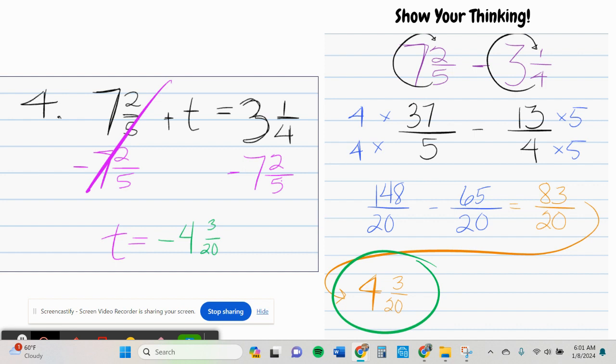And looking back at my original problem, my negative number is larger, so my final answer is going to be in the negatives. Now this is just one way. And again, you'll learn later in this lesson that there are many ways to solve a problem. So let's look at a second option that you could have done.